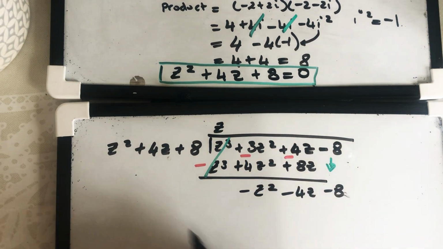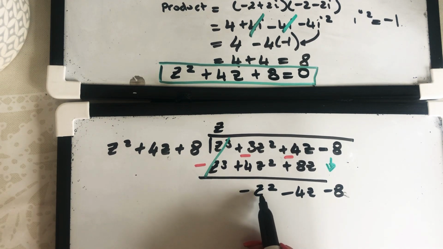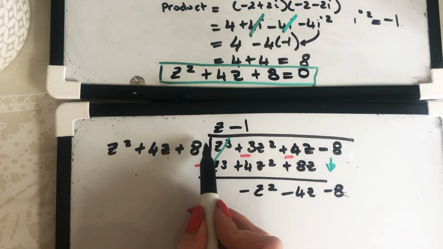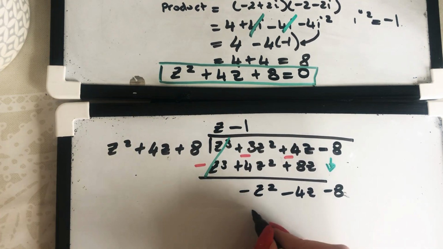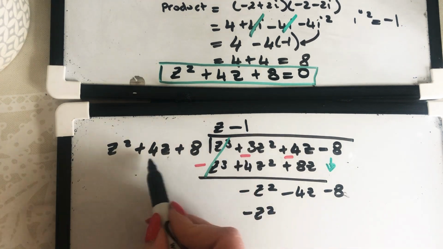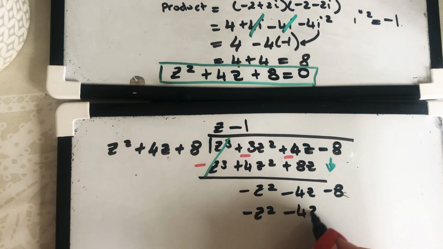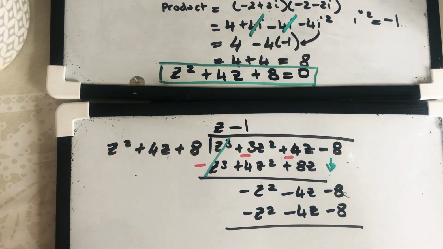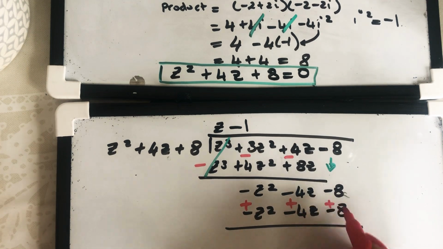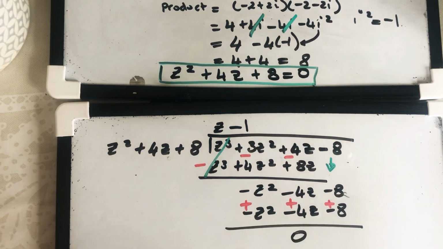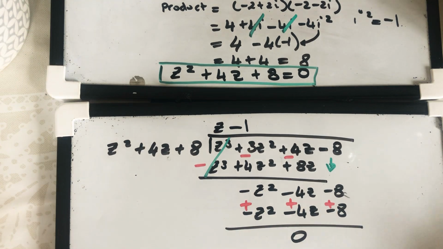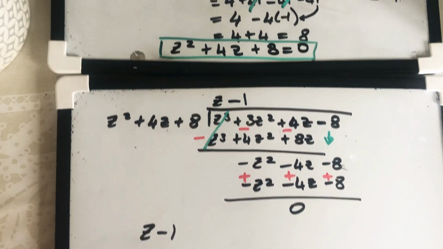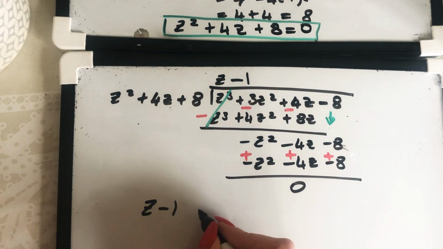And we start again. z squared divides into minus z squared minus 1 time. Minus 1 is now multiplied by this row. So minus 1 by z squared is minus z squared. Minus 1 by 4z is minus 4z. And minus 1 by 8 is minus 8. Let's change our signs, and we can see that it all cancels out and comes down to 0. Now, a common mistake here is that students often think that z minus 1 is the root. However, z minus 1 is the factor.